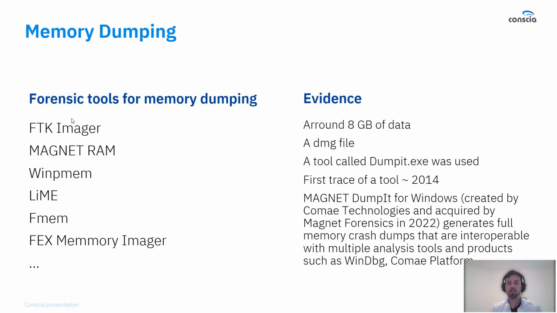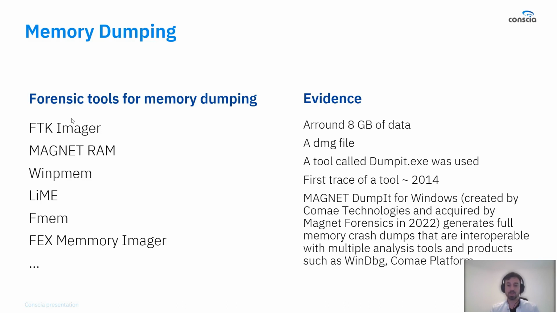Memory dumping is kind of the discipline you would do in a forensic investigation. You have legit tools that do it. You have a bunch of them, but not one of them had been used. On the other side, we had the evidence. We know what has been executed and what kind of tool has been used. So the tool was dumped. That was acquired by Magnet Forensics in 2022, but the tool was around before. The earlier version didn't produce a crash dump file, meaning that the new version had been used.